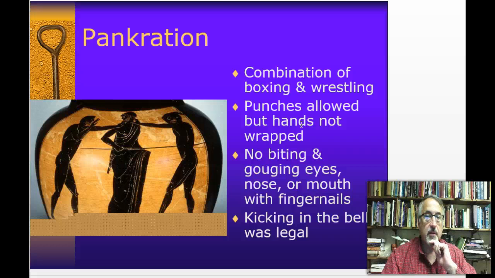Punches were allowed, but your hands weren't wrapped up with those straps. So it's going to hurt your hands more. Of course, probably going to hurt your opponent more. No biting and gouging of the eyes, nose, or mouth with the fingernails, but you could kick. Kicking in the stomach was a legal move.